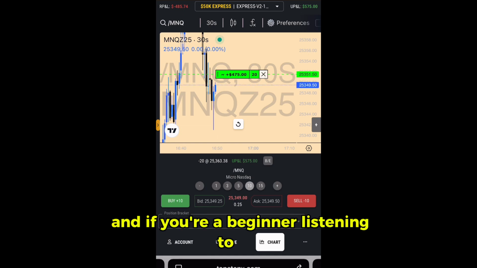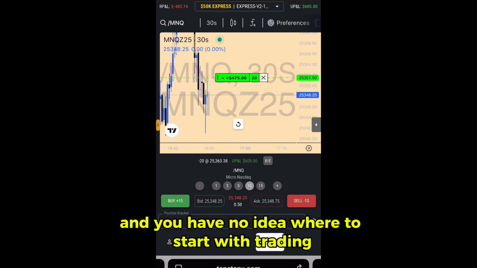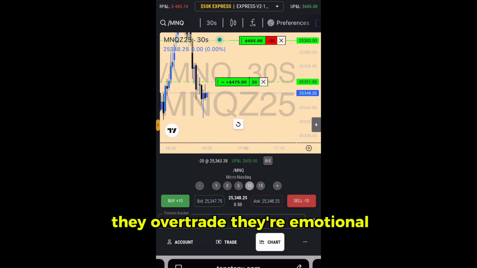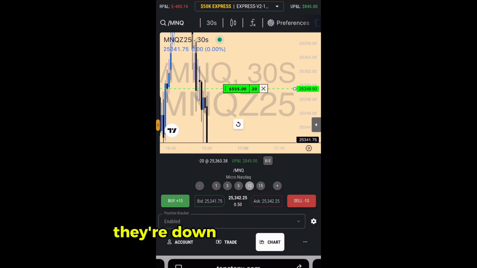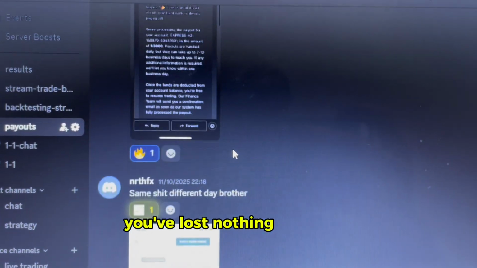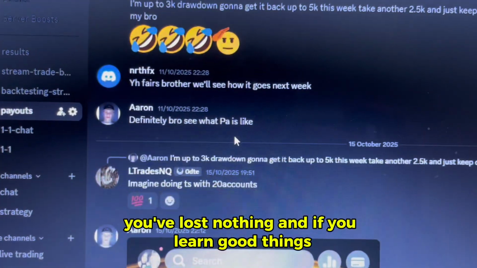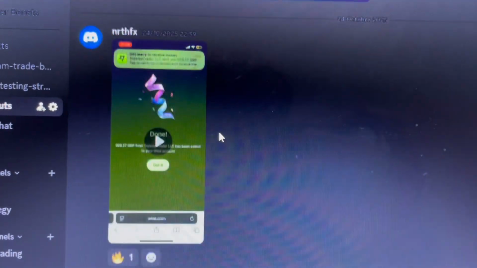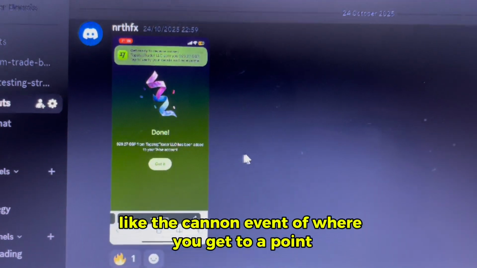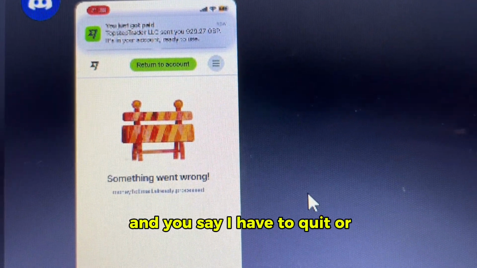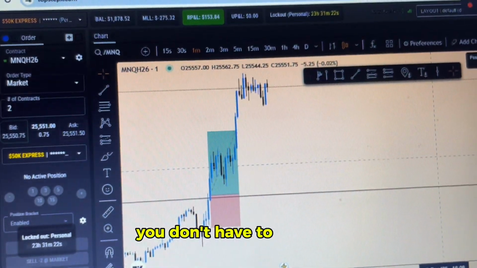And if you're a beginner listening to this and you have no idea where to start with trading, you are in a better place than most people who have been trading already. Most people already have bad habits. They overtrade, they're emotional, inconsistent, they're down overall money wise. As a beginner, you're a clean slate. You've lost nothing. And if you learn good things, you build good habits from the start. Like I said, you don't have to get to that point, like the canon event where you lose so much money and you're disgusted with yourself and you say, I have to quit or follow my rules. You don't have to get there.